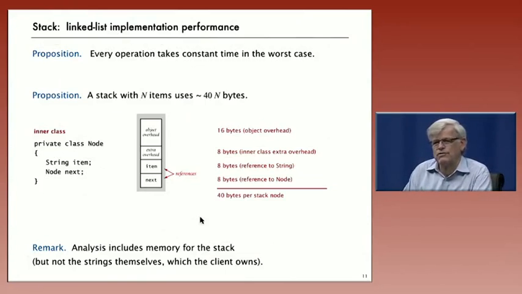And then there are two references that we built in our class Node, one to a string and another one to a node, and those are each 8 bytes. So we have 40 bytes per stack node. If we have a stack of size n, we have about 40n bytes. There's a little extra for first, but that's an overhead for the whole stack. But when n is large, 40n is a very close estimate to the amount of space needed. This does not include the space for the strings themselves, which are owned by the client. But with that, we can properly assess the resource usage of this implementation for different client programs.